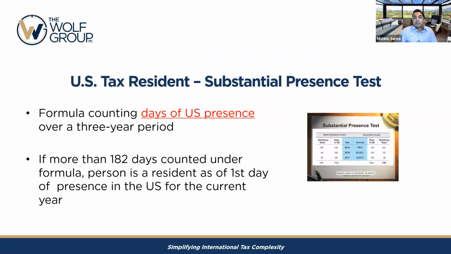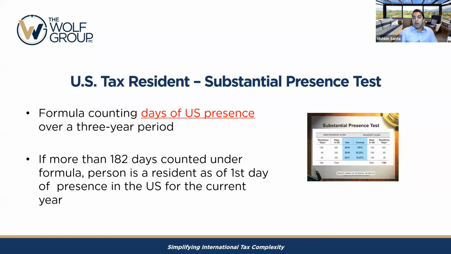The big one here to note is the substantial presence test, which is basically a 3-year formula. So different countries have different tests for tax residency that normally look at 1 calendar year. The United States, being the United States, we like to be very unique about how we do things. We use a 3-year period. So the days of presence in the current year count as 1 day, days of presence in the prior year count as 1/3 of a day, and the days of presence 2 years prior count as 1/6 of a day. You then add it all up, similar to the little table that I've got snipped in on the right there. And if the total number exceeds 182 days, then you're a US tax resident.